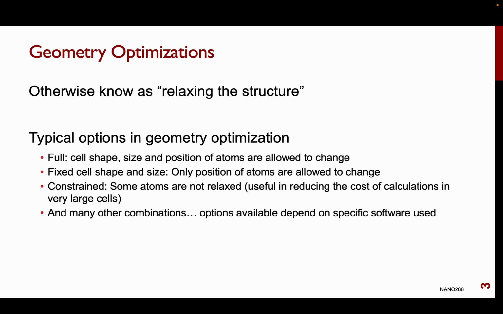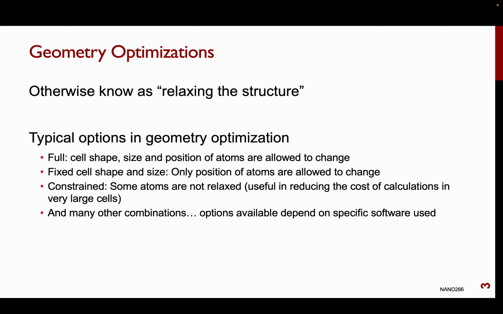Now, the classic example is, for example, in defect calculations, right? So very frequently, because you want to model the effect of an isolated defect in a big cell, you will actually fix the cell shape and size, and then just allow the atoms to relax, okay?